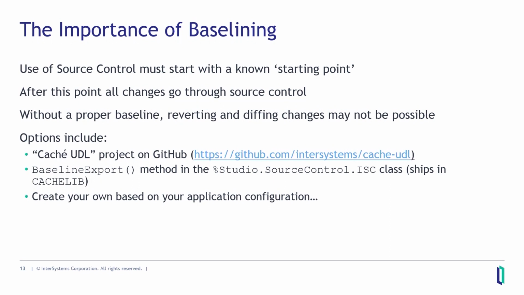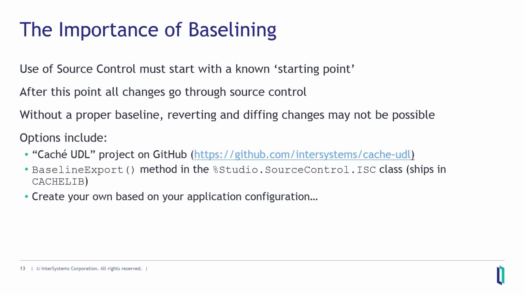All right, so the importance of baselining. So we're talking about moving up that ladder for development maturity, and one of the important things is when you jump into source control, you need a good baseline of your code, the ability to take everything in your namespace and spit it all out to disk and put it into your branch so that you're able to diff and you're able to roll back. So there's several options for that.